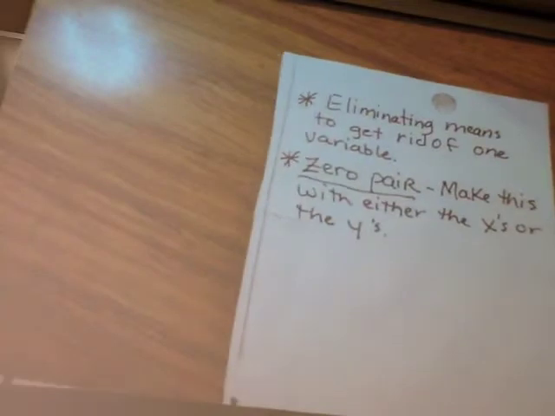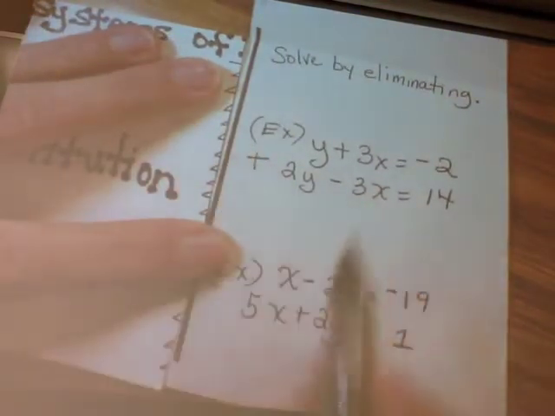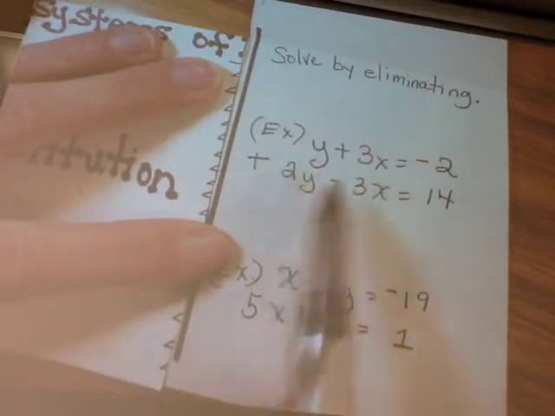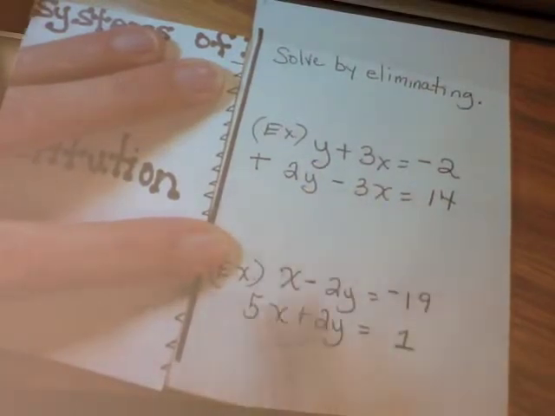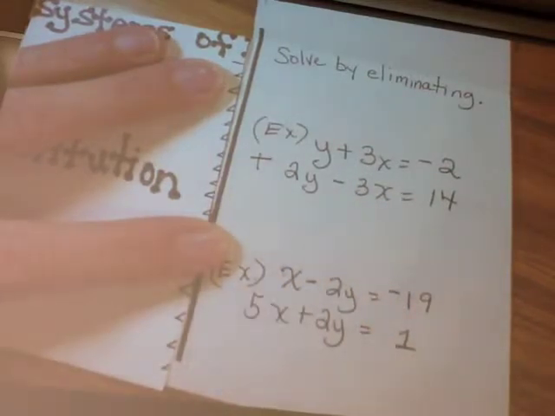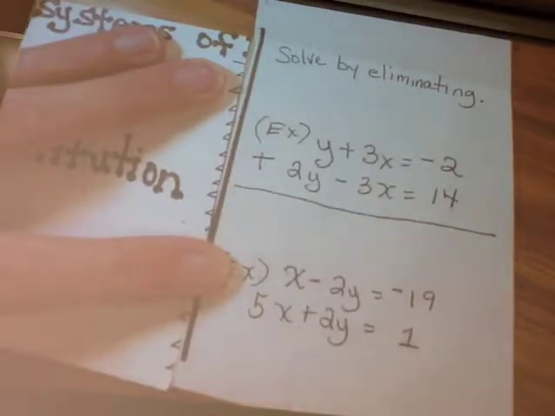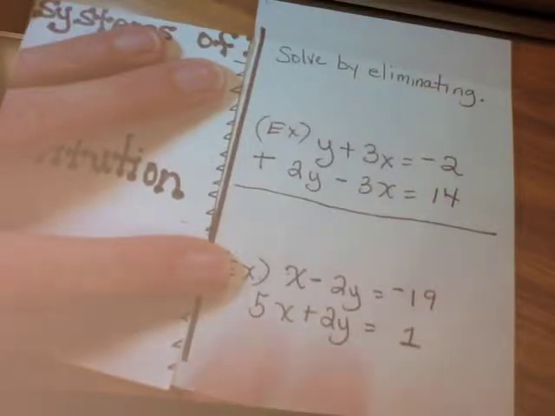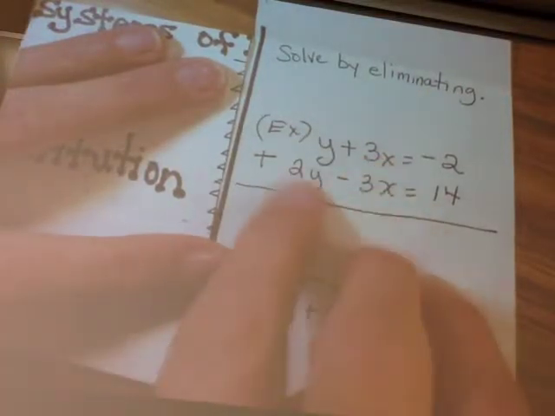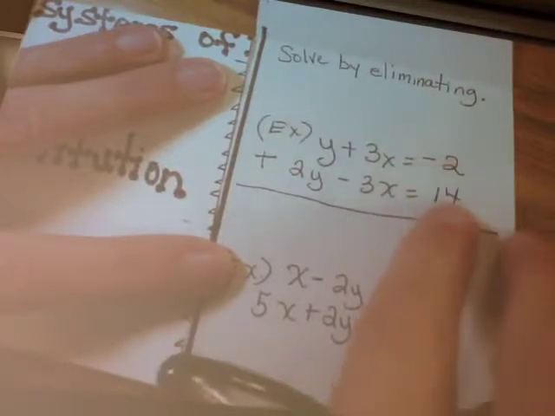Let's look down at the bottom at the examples I've already written. Here's how we set these up. Notice that they're in standard form, which is ax plus by equals c. Normally in graphing they're in slope-intercept form. They look kind of different, but your x's need to be above your x's, y's above your y's, and then your answers.